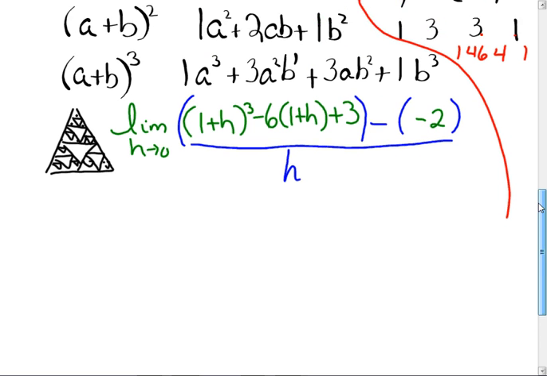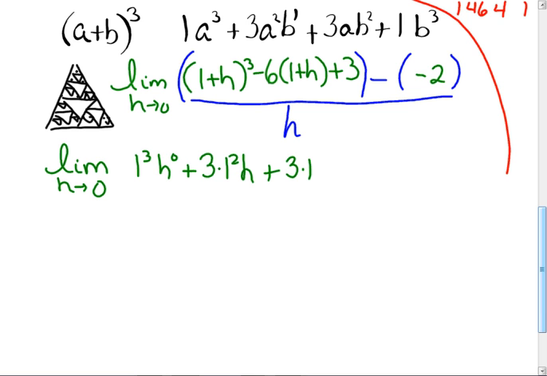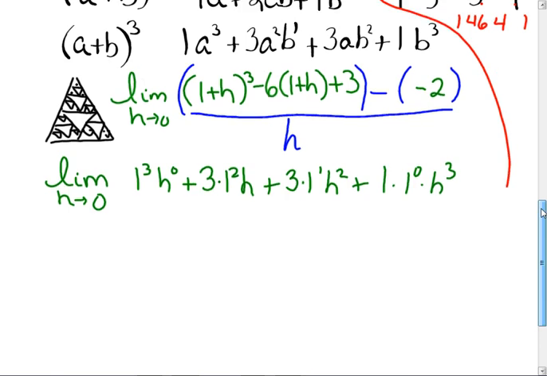So what's 1 plus h cubed? Okay, it's the limit. And by the way, please don't be lazy. You need to keep the limit. It's like saying 2 plus 3 and dropping out the adding sign. Doesn't make any sense. It's 1 plus, what's the coefficient going to be? In fact, if you want me to write it all out, it's 1 cubed h to the 0 plus, what's the next coefficient? 3, 1 squared, h, plus 3, 1 to the first power, h squared, plus 1, 1 to the 0 power times h cubed. Because that's how you multiply 1 plus h cubed out.